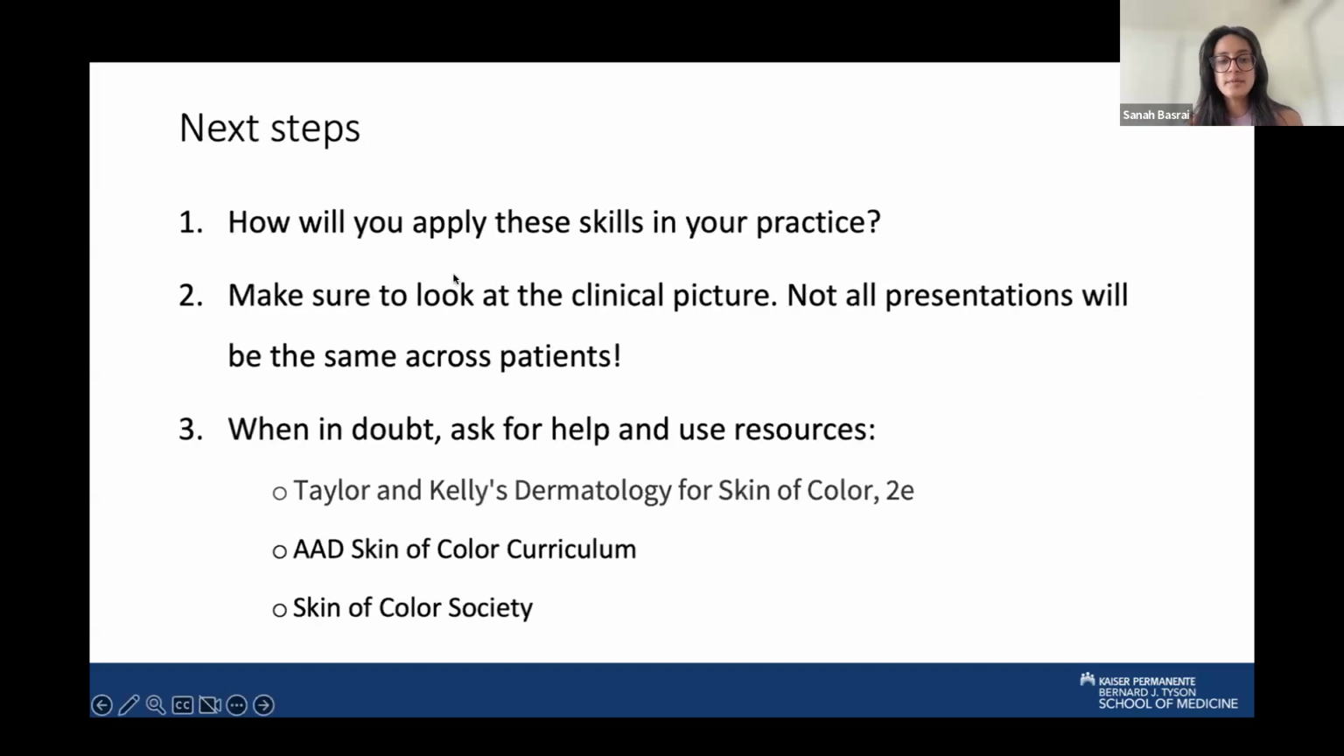And then the next steps are thinking about how you'll apply these skills in your practice. When you're trying to determine what a lesion is and you're Googling pictures, remember to look at how that might present on skin of color. And then we listed a couple of resources that people can use to enhance their knowledge on the presentation of these dermatology conditions on skin of color.